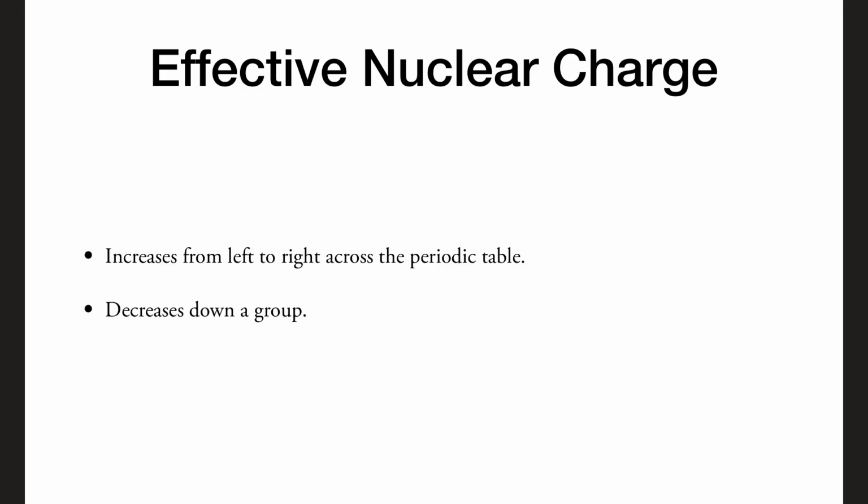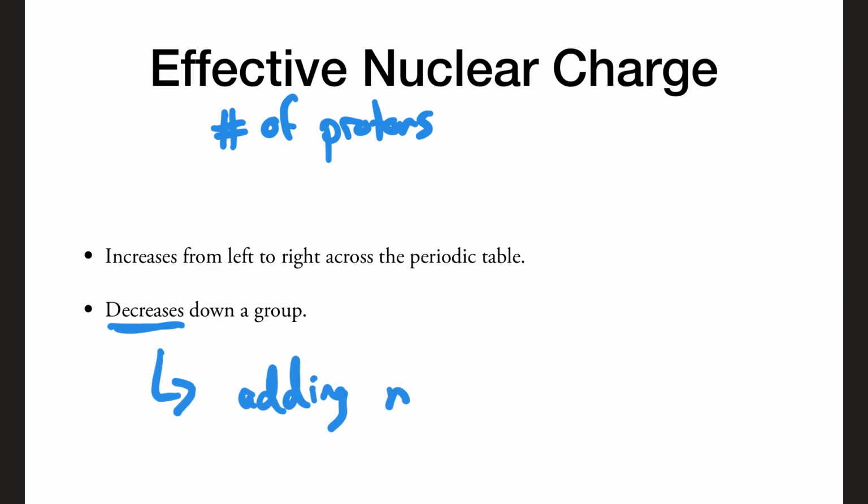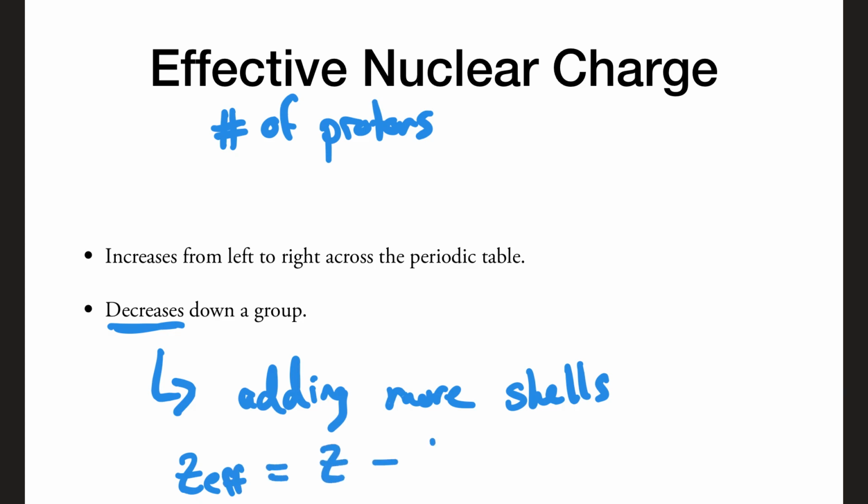So the effective nuclear charge, or maybe we could simply translate this and say the number of protons, is going to increase from left to right across the periodic table. Now, number of protons doesn't decrease down the group, but the effective nuclear charge is going to decrease down the group because we are adding more shells. So if we go back to that equation where the effective nuclear charge was equal to the number of protons minus S, if S is those inner shells, well, then Zeff is going to decrease because the S term is getting larger.